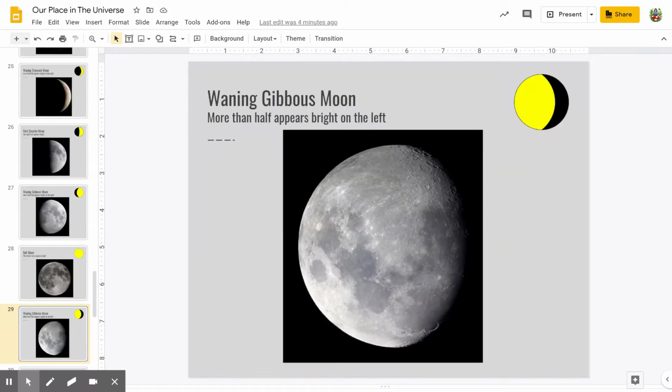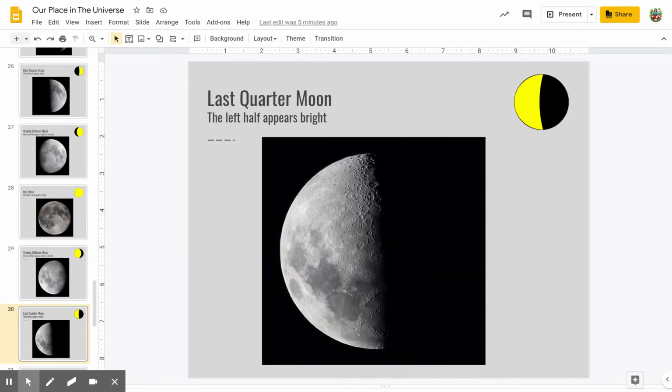The next one is a waning gibbous. So more than half of the moon is bright, but that brightness is on the left-hand side. So it is now a waning gibbous instead of a waxing gibbous. Okay. So again, this picture up here is what it would look like on your diagram. And this big picture in the very middle is what you would see if you were to look at the night sky.